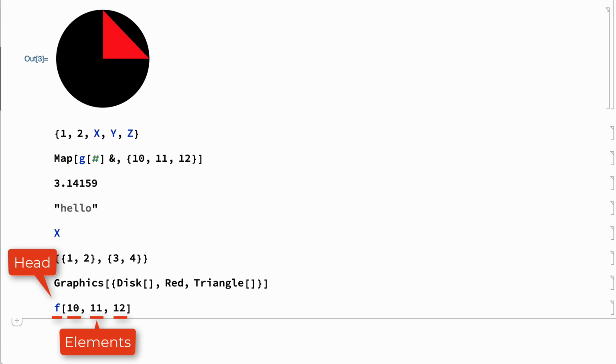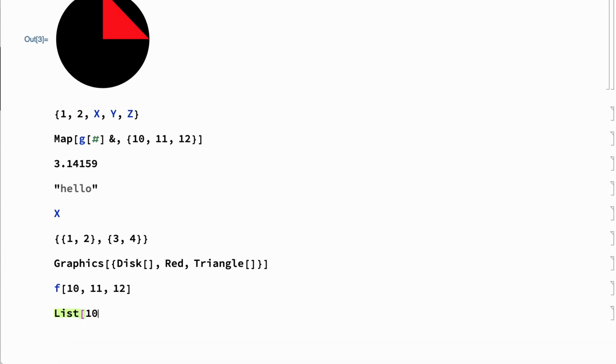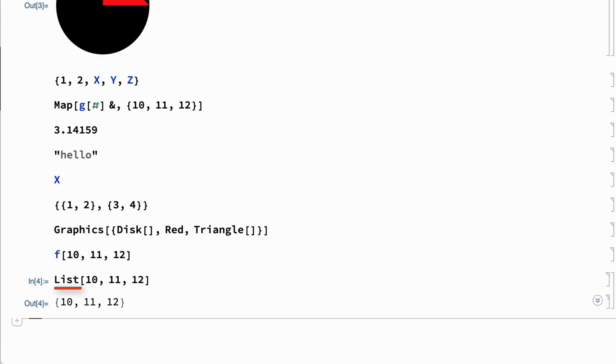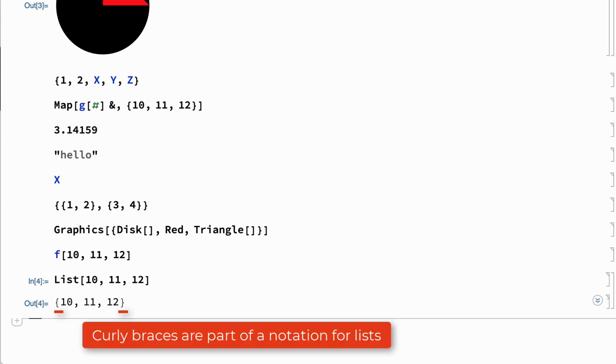There are other notations, however, that are used for entering and displaying expressions. A list with elements 10, 11, 12, for example, can be entered as the symbol list followed by square brackets enclosing the elements, but lists are usually entered and displayed with curly braces around the elements. The notation with curly braces is a special notation for an expression with a head of list. There are hundreds of special notations like this.